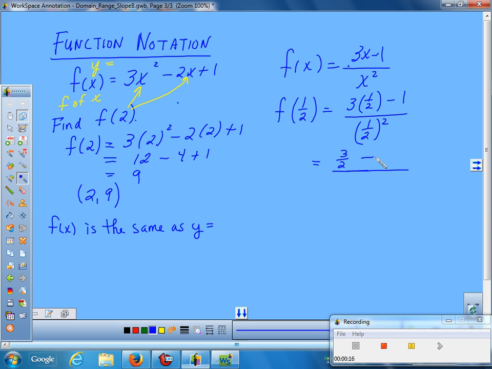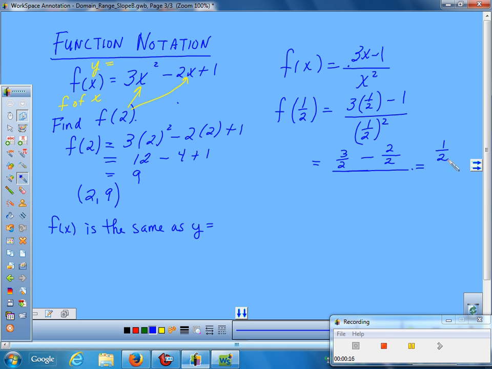And then I'm looking at this going, ooh, I'm going to have to subtract 1. I'm going to need a common denominator. How do I change 1 into something over 2? It is 2 over 2. So I have the incredibly difficult 1/2 when I subtract those. 3 halves minus 2 halves. Okay.